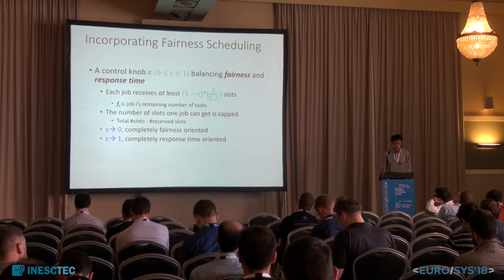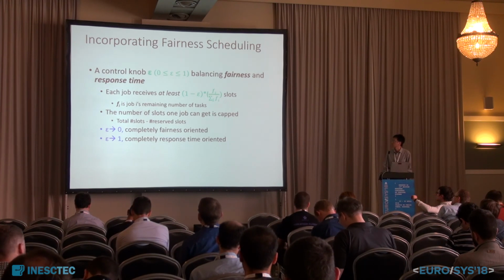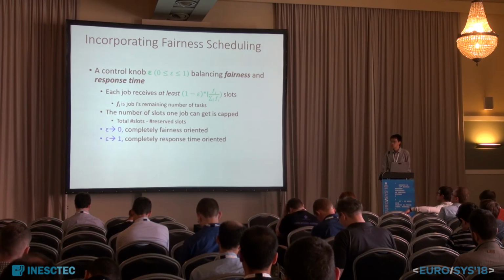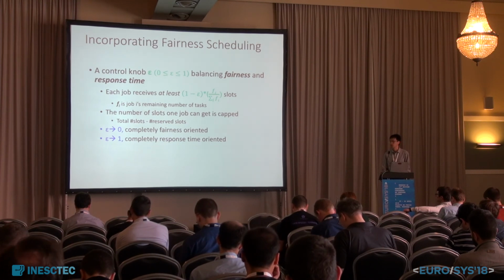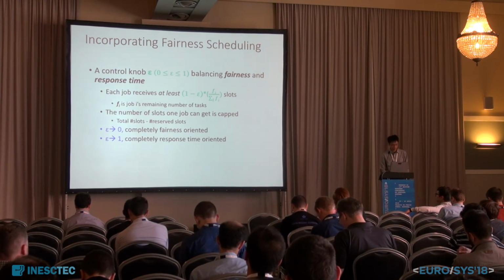So we further propose to have a control knob, epsilon, to balance between response time and fairness. With epsilon, each job will be guaranteed to have at least 1 minus epsilon times this fraction of slots. And the number of slots that each job can get is determined by the total number of slots minus the reserved slots for each job. When epsilon approaches 0, our design becomes completely fairness-oriented, while when epsilon approaches 1, it becomes completely response time-oriented. So with this control knob, we have a nice handle to balance between fairness and response time.